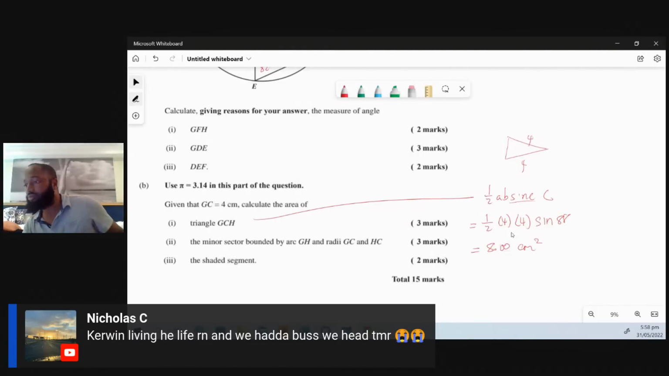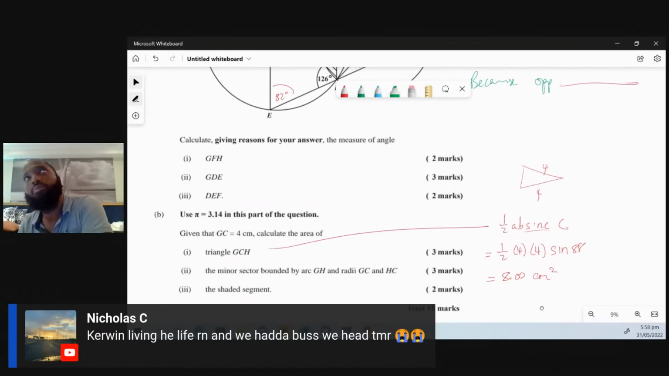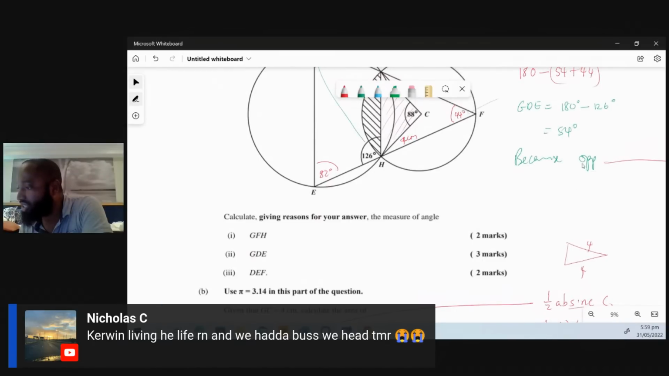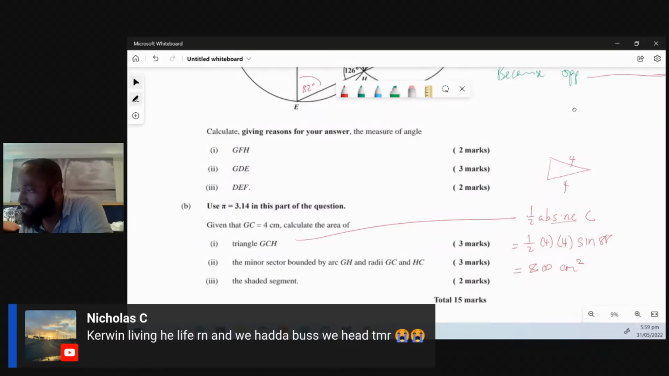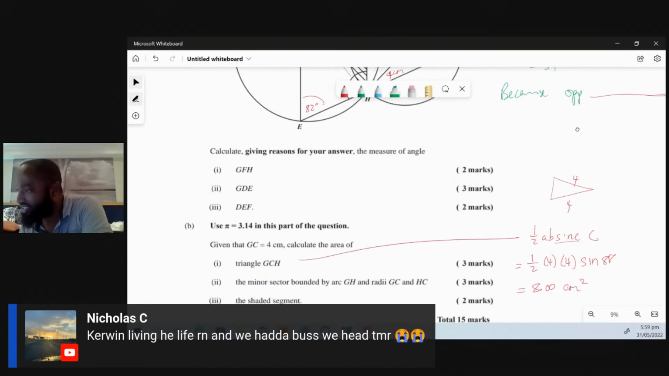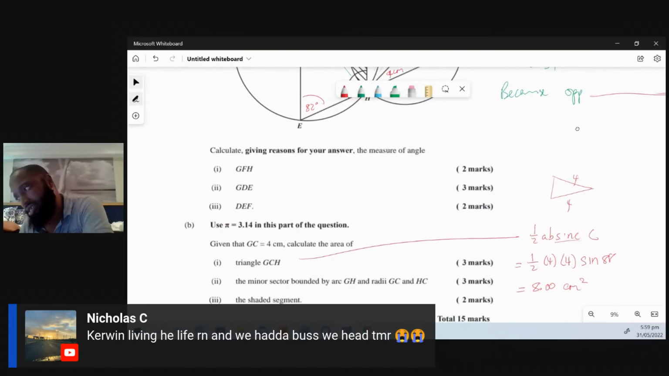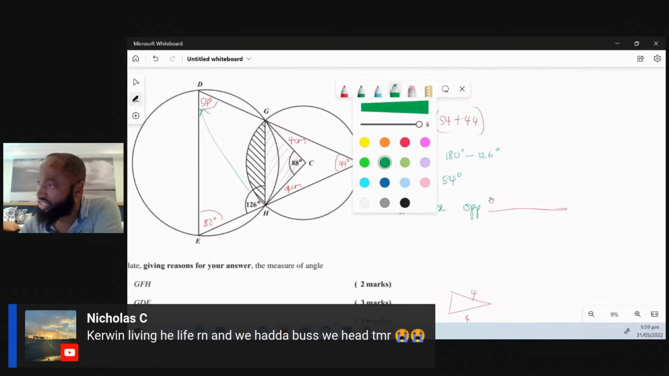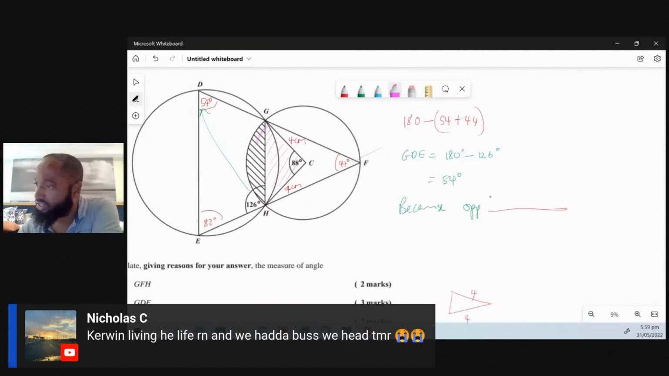And the minor sector bounded by the arc GH and radii GC and HC. So, okay. The one, this sector now. Pay attention to the color here. It's like a slice of pizza. Sector, pizza. So the one, this part here.